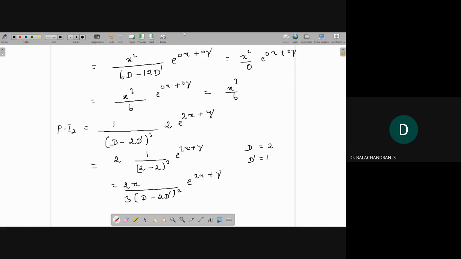If you replace D by 2 and D dash by 1, because a is 2 and b is 1, you'll get the denominator is 0. So I already told that if this is a case, then you can write x power r by r factorial into the right hand side function. Here r is 3, you have 3. Okay, and hence x power 3 by 3 factorial into 2 into e power 2x plus y. So this is the final answer. We'll check it.